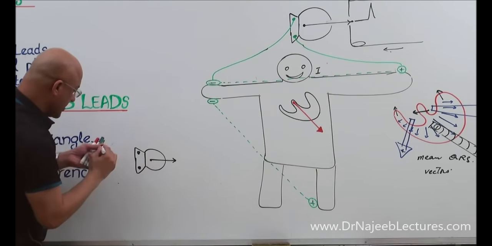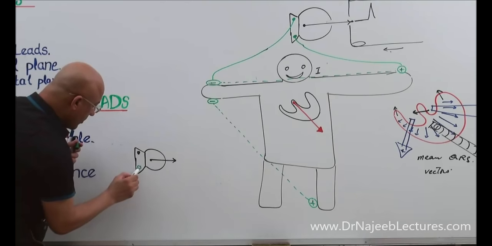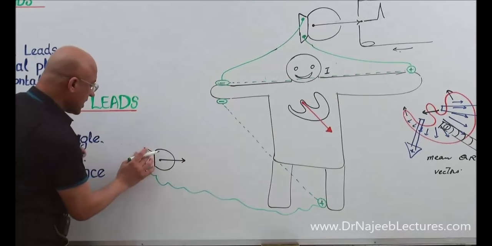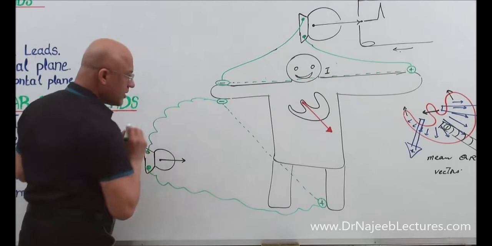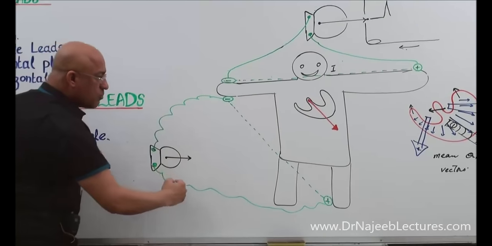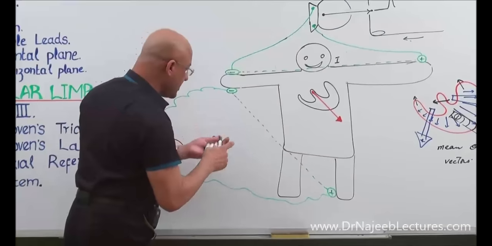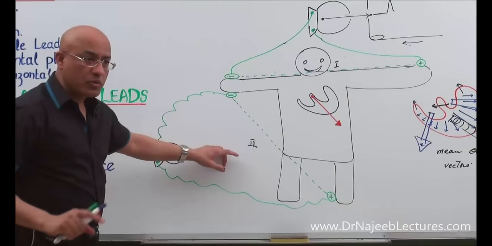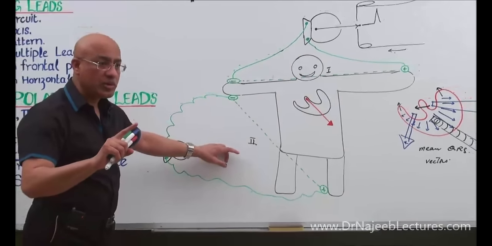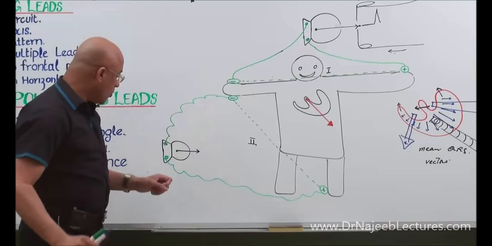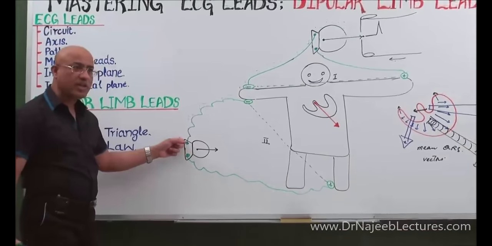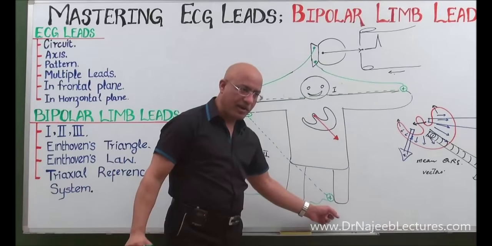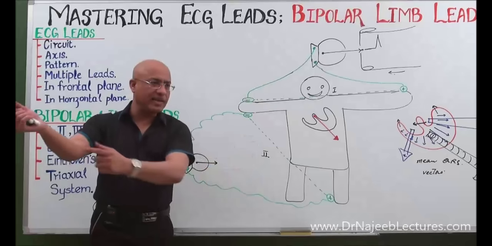Positive terminal, negative terminal. I have put the positive terminal here, right? And I have put the negative terminal here. Now this is the circuit of bipolar limb lead 2. What is bipolar limb lead 2? The circuit is made by two electrodes, one with the positive terminal of the machine, the other electrode with the negative terminal of the machine. The positive electrode is applied on the ankle, on the left leg, and the negative electrode is applied on the right wrist.